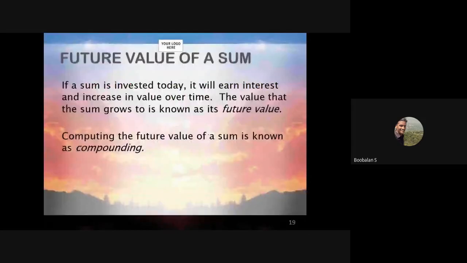So what is future value of a sum? Now we are going to calculate how much we are spending, at what interest rate we are spending, and how much duration we have.